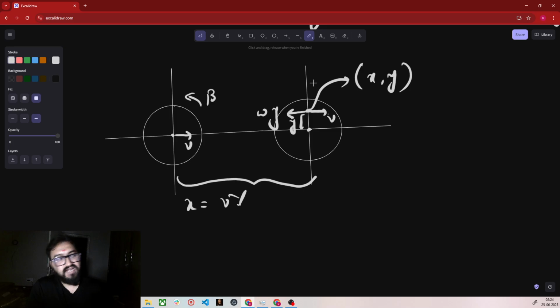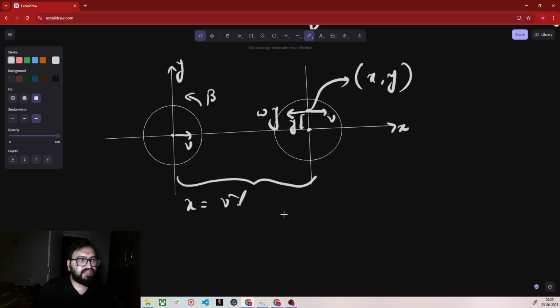Therefore, I am saying that my instantaneous axis of rotation can lie along a line which is parallel to the y-axis. This is my y-axis and this is my x-axis. So my instantaneous axis of rotation lies along a line which is parallel to the y-axis.